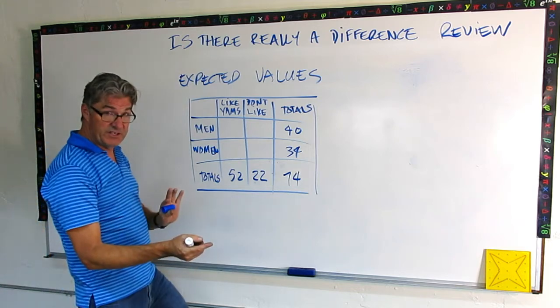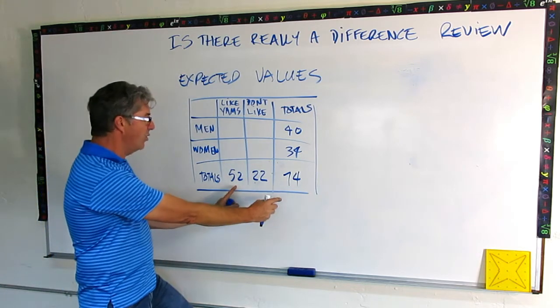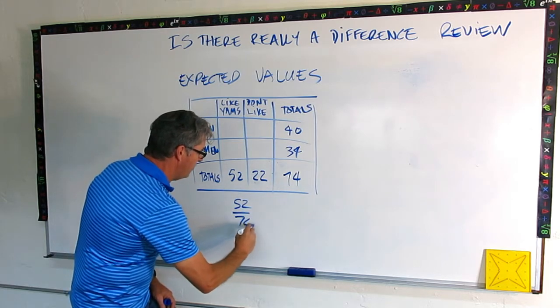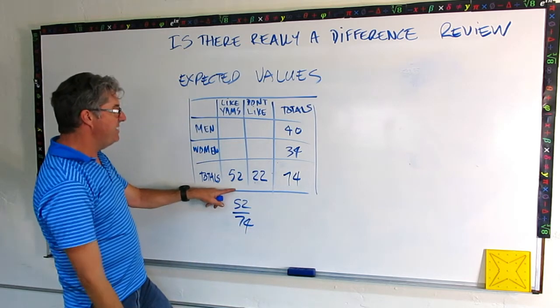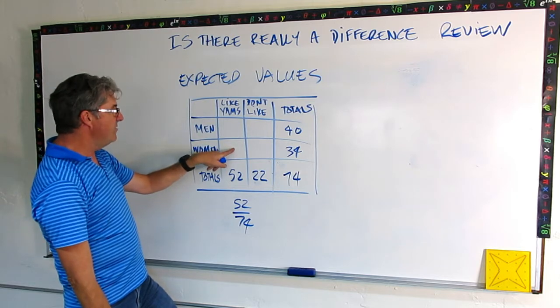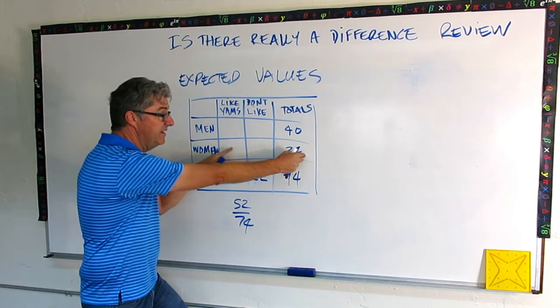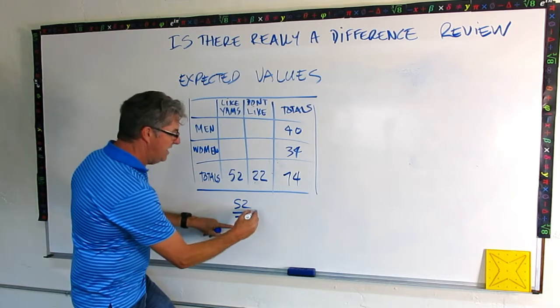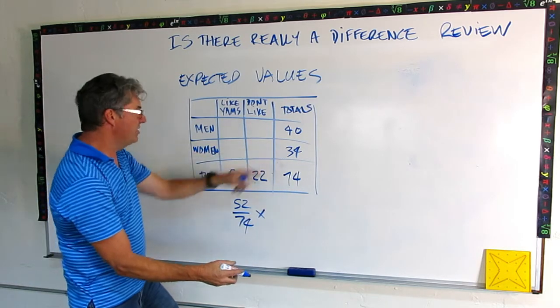So if those proportions I just mentioned are the same, then the proportion of like yams to total, which is 52 over 74, is going to be the same as the proportion of the women who like yams to the total women. So the way we get that is we use this proportion, that is our proportion, and we multiply it by the total number of women.